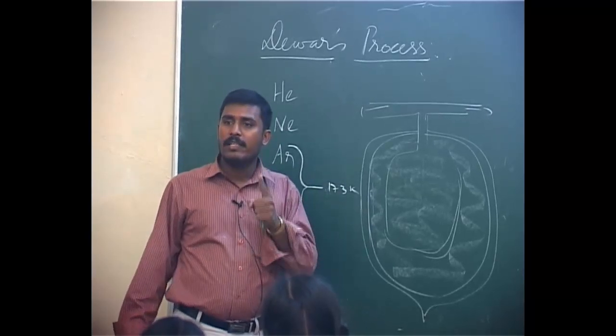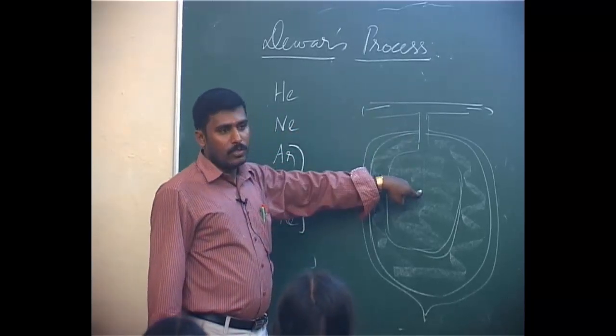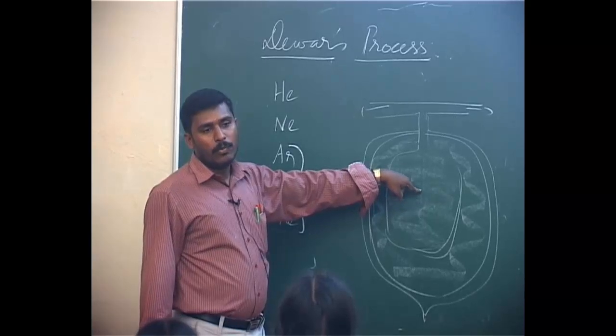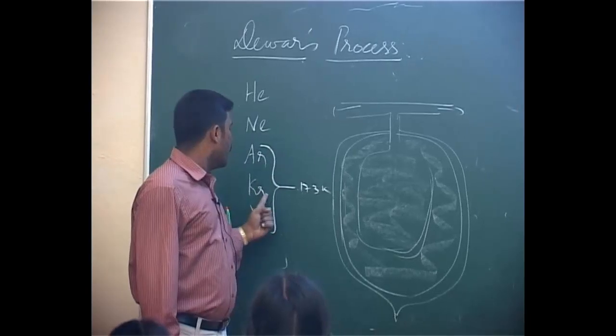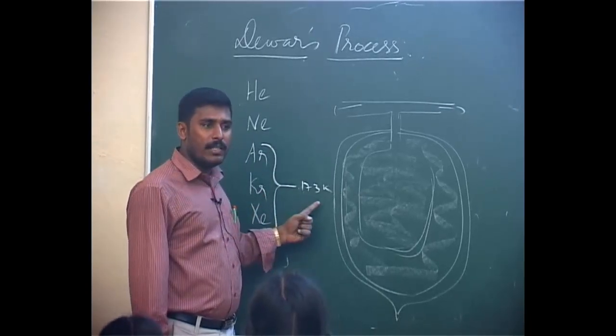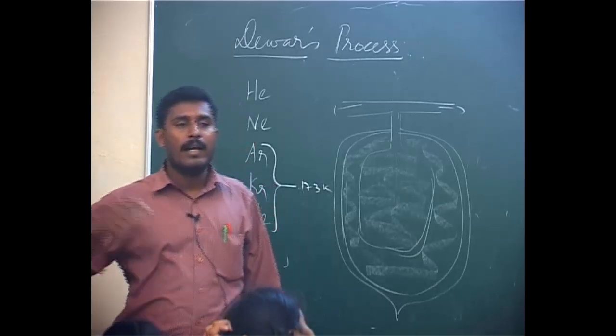Initially at 173 Kelvin, you introduce the noble gases inside. You keep it at 173 Kelvin for half an hour. At that time argon, krypton, xenon are absorbed at 173 Kelvin. The remaining helium and neon are pumped out and collected.